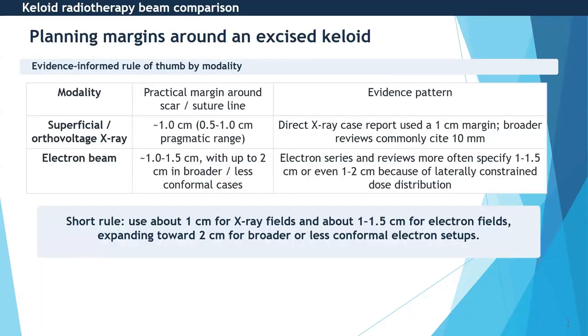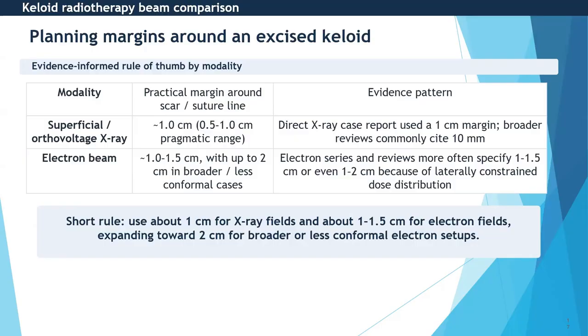Now, what's the effect of this? It's a planning margin around a keloid of a given size. For the superficial X-ray unit, the practical planning margin is pragmatically 0.1 to 1 centimeters. Different people cite 0.5 centimeter, though the majority tend to cite 1 centimeter. However, for an electron beam, the practical margin around the scar or the suture line should be 1 to 1.5 centimeters, with up to 2 centimeters in broader, less conformal cases.